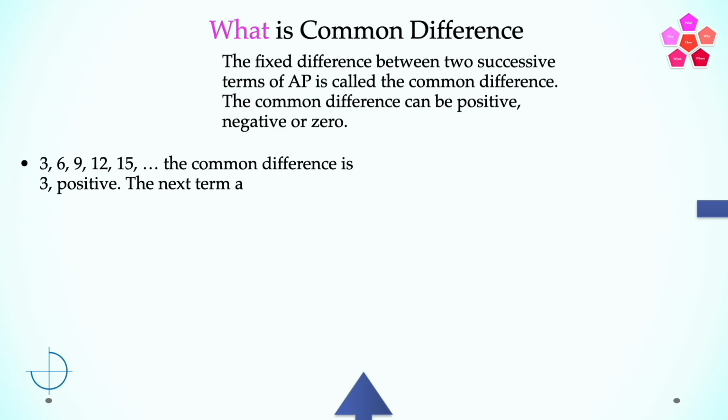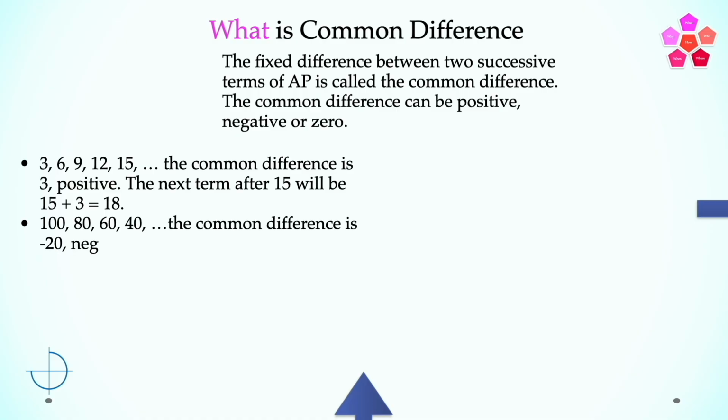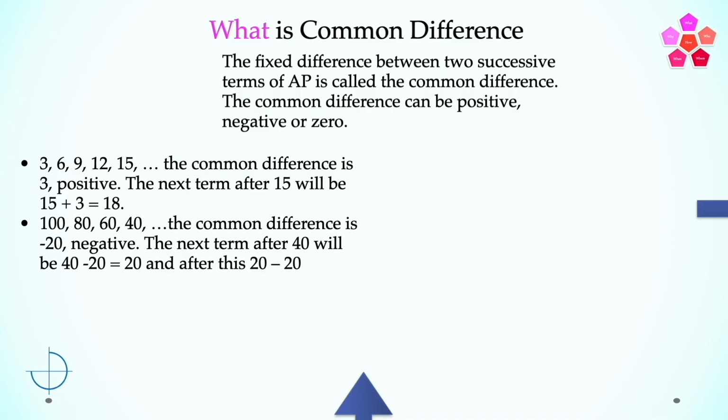The next term after 15 will be 15 plus 3, which is equal to 18. Another list of numbers can be 100, 80, 60, 40, and so on. Here we can see the common difference is minus 20. The next term after 40 will be 20, that is 40 minus 20, and after this it will be 20 minus 20, which is equal to 0. Another list of numbers that can be taken is 4, 4, 4, 4, and so on. Here we can see the common difference is 0.